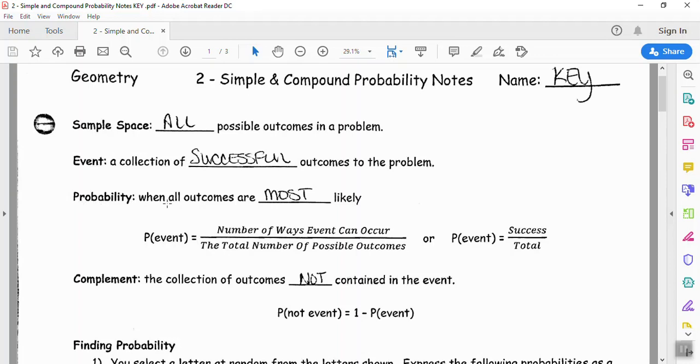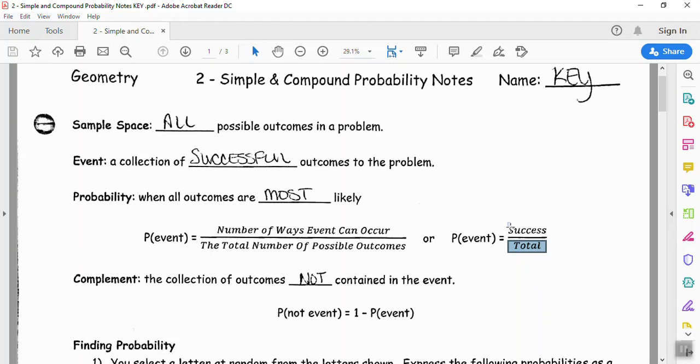A probability is when outcomes are most likely. Well, really what this means is something is probable when something is most likely to happen, or greater than 50%. But you can find probabilities that are less than 50% also. So basically you just take the number of ways or number of successes divided by the total number of possible outcomes. So in our example, our total down here would be the number 52.